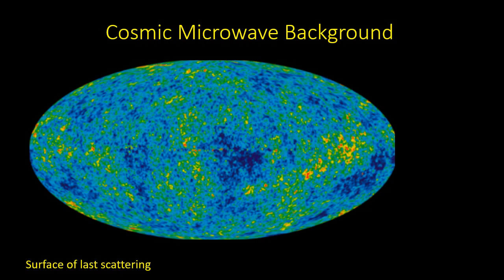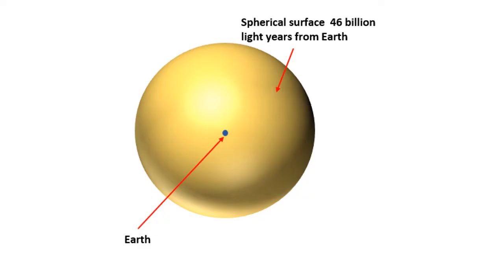The radiation we observe as a cosmic microwave background is a relic from this time. The microwave photons we see today in the cosmic microwave background were emitted from a spherical surface which now lies roughly 46 billion light years from Earth.